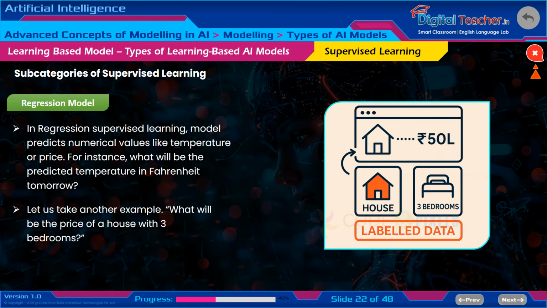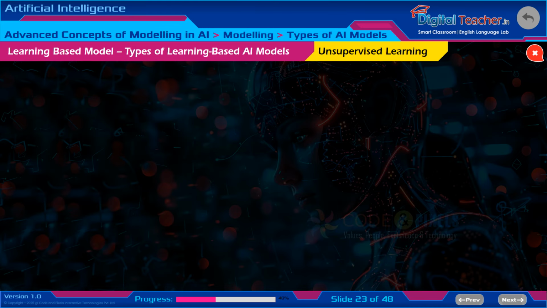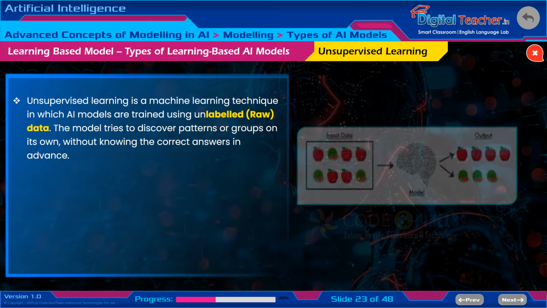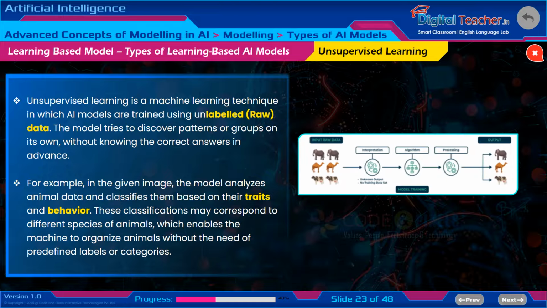Unsupervised learning. Unsupervised learning is a machine learning technique in which AI models are trained using unlabeled data. The model tries to discover patterns or groups on its own without knowing the correct answers in advance. For example, in the given image, the model analyzes animal data and classifies them based on their traits and behavior. These classifications may correspond to different species of animals, which enables the machine to organize animals without the need of predefined labels or categories.